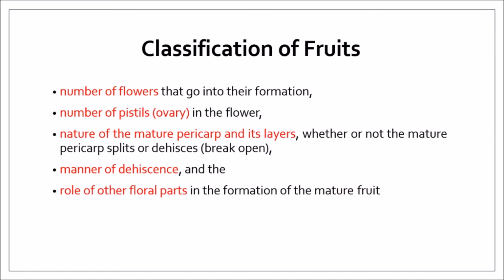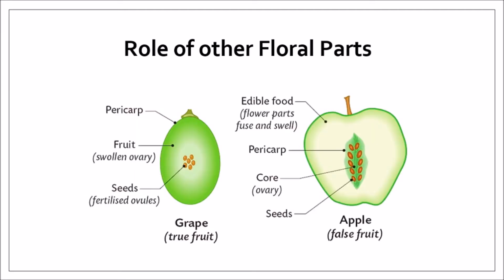In order for us to classify fruits, we have to know the following: the number of flowers, the number of pistils or ovaries, the nature of the mature pericarp and its layers, the manner of dehiscence, and the role of other floral parts. The role of other floral parts determines whether a fruit is a true or false fruit.